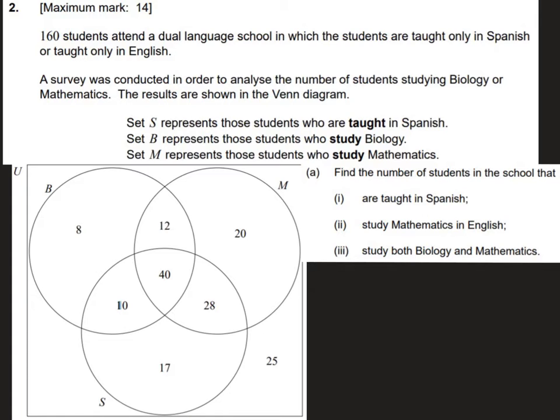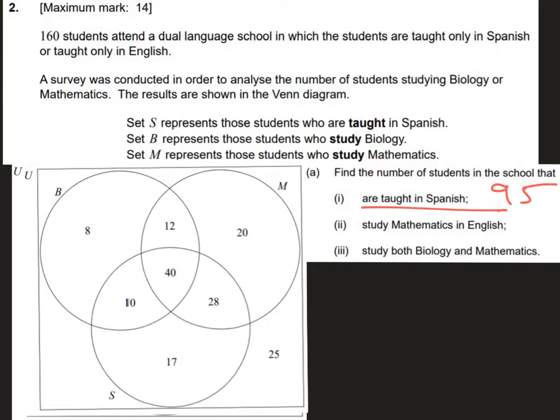And we're asked in part A, first of all, to find the number of students in the school that are taught in Spanish. So for that, we're just going to add up everything in this circle here, which is going to give you 95.